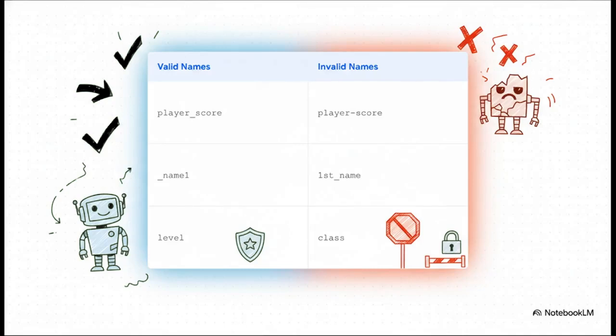Let's see these rules in action. Player score is totally fine, but player score with a hyphen? Nope, not allowed. Underscore name is good to go, but one's name is invalid because you can't start with a number. And class, well, that's a protected keyword, so that's a big no-no. Getting these rules right will save you so many headaches with error messages, trust me.